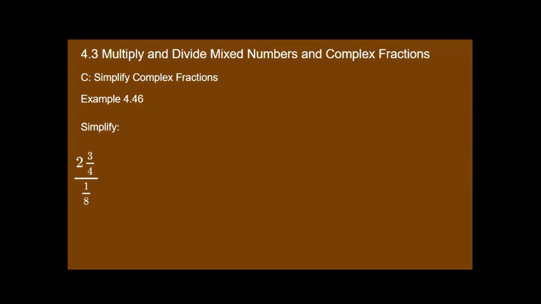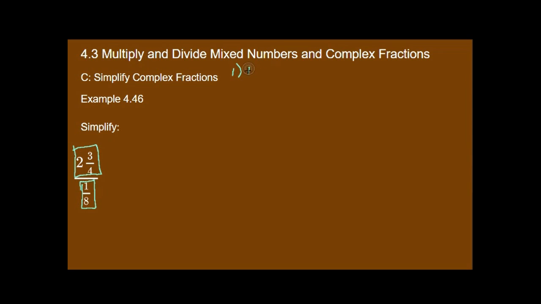Simplify 2 3/4 over 1/8. Now, what's different about this one than all the other ones we've done is that we have a mixed number as the numerator, and then we have a fraction as the denominator. Okay, you guys already know how to do this. So first we're going to follow the same rules.